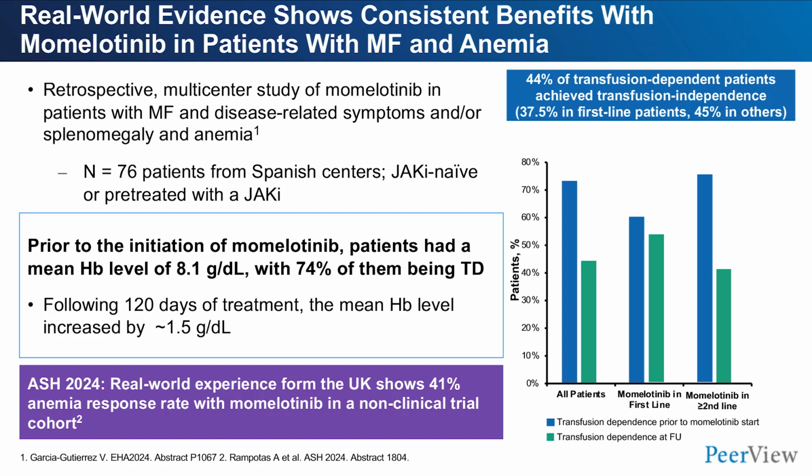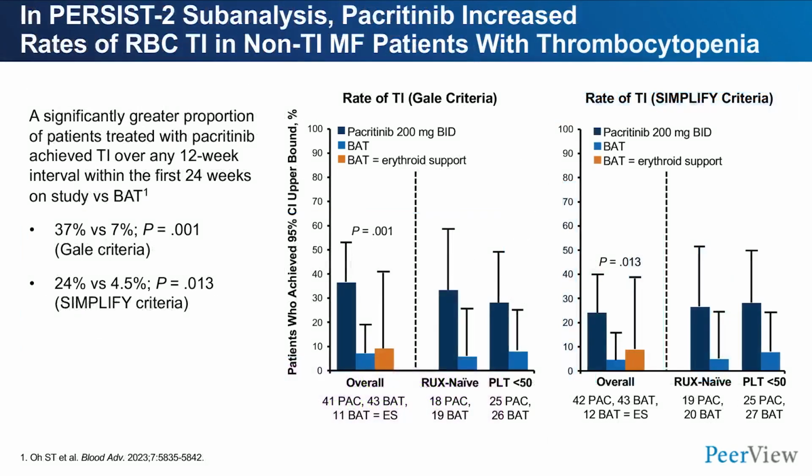So these are quite positive results. And in line with this data, I suggest you see at the poster section the paper from Alexander Rampotas, who found in a UK collaboration a 40% anemia response in a cohort of patients receiving momelotinib in the real-world setting. But now I want to provide some data on pacritinib.